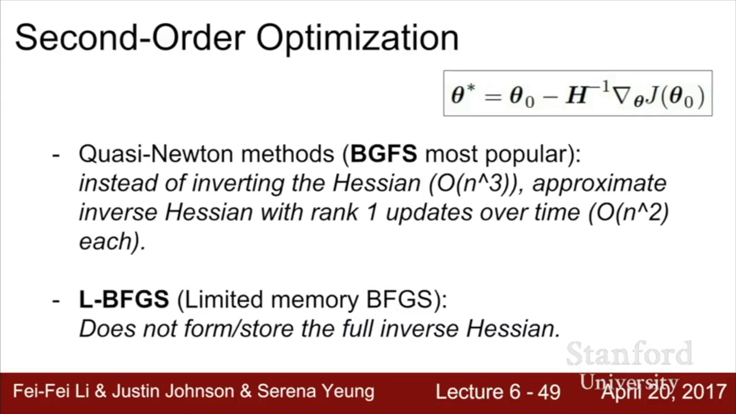So in practice, people use quasi-Newton methods that, rather than working with the full Hessian and inverting the full Hessian, work with approximations. Low-rank approximations are common. So you'll sometimes see these for some problems.